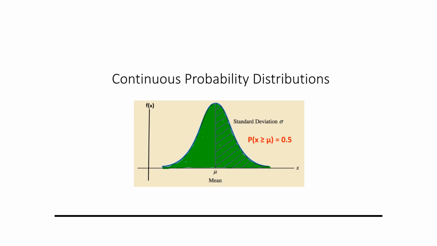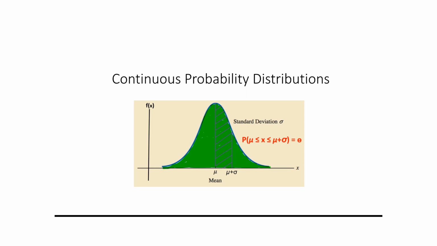Because our normal distribution is symmetric around its mean, half of our x values are found above its mean, and so the probability that x values are greater than or equal to its mean is 0.5. And half of our x values are found below the mean, or the probability that x values are equal to or less than the mean is 0.5.